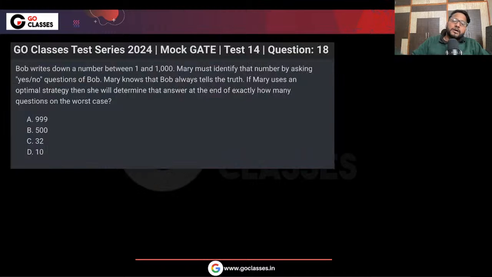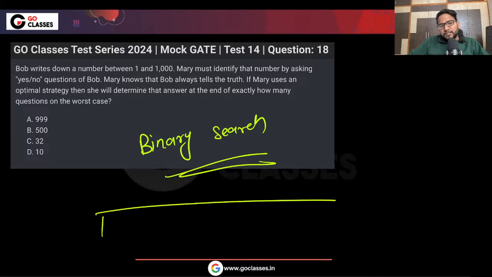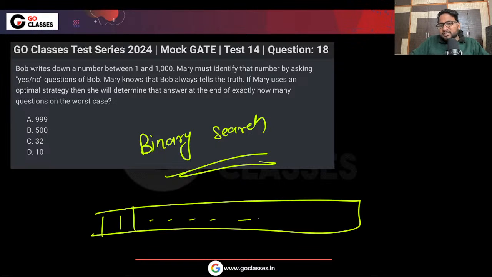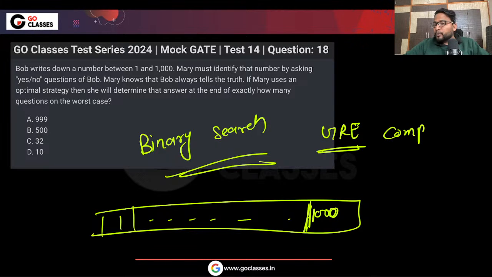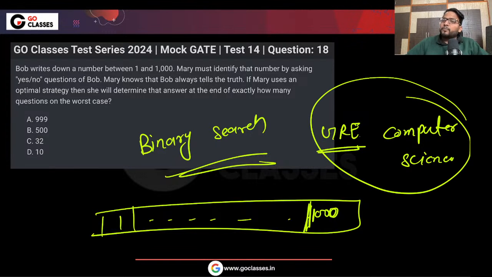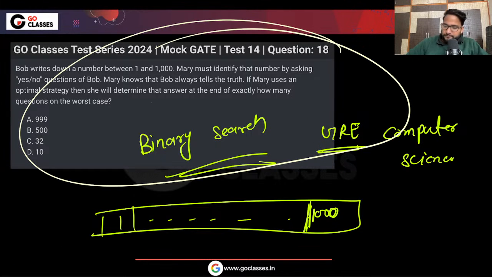Okay. Now let's just see this question. This question is based on binary search. What they're saying is that if we have numbers between 1 to 1000, this is also a standard question. If you Google it, this is a question from GRE. Earlier there was a GRE in computer science itself. Nowadays there is no GRE in computer science, but earlier there was. So this is a question from GRE computer science.